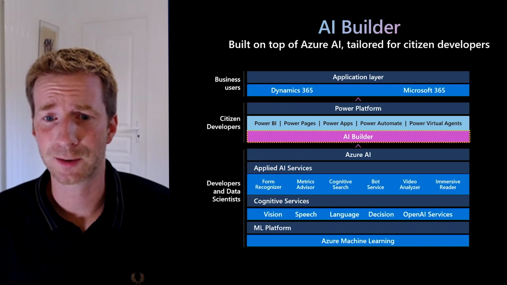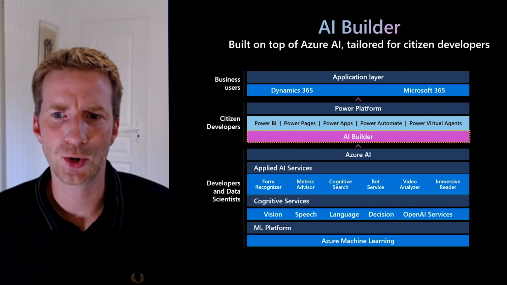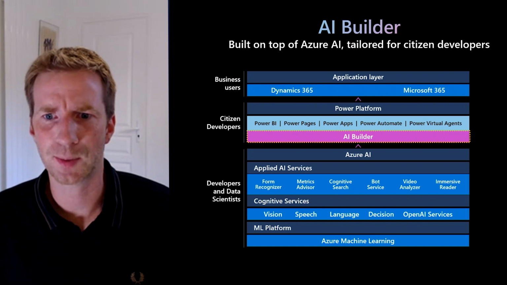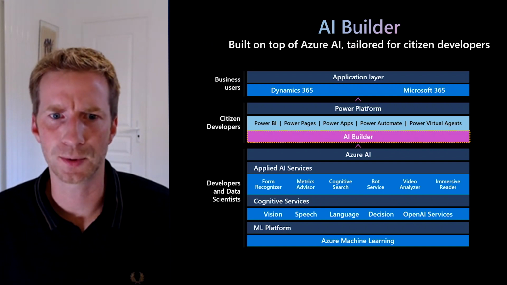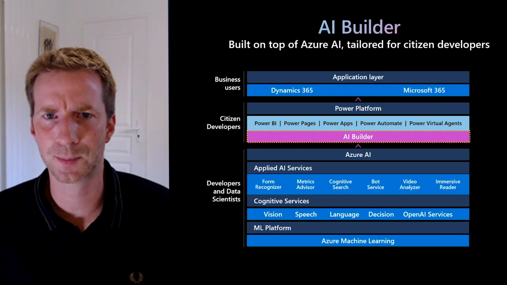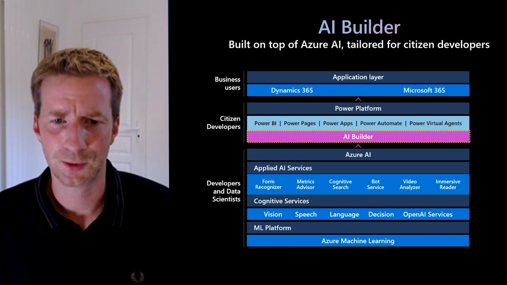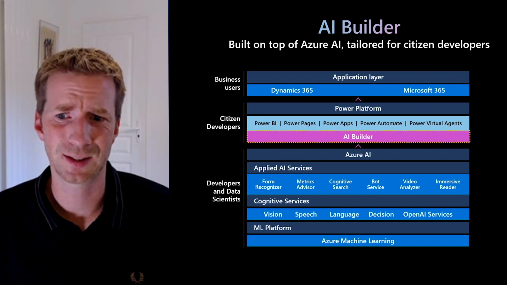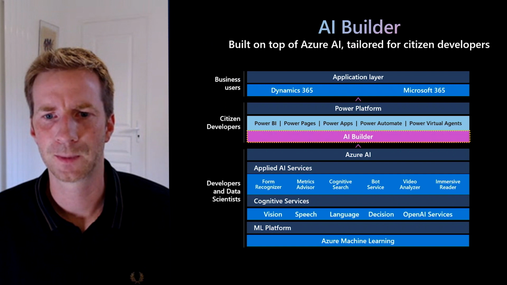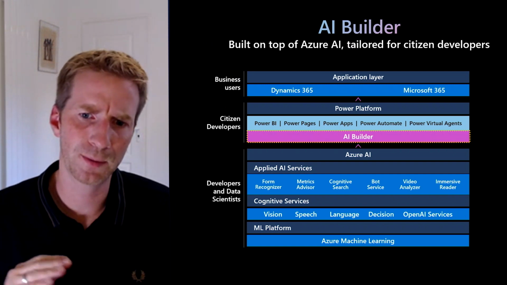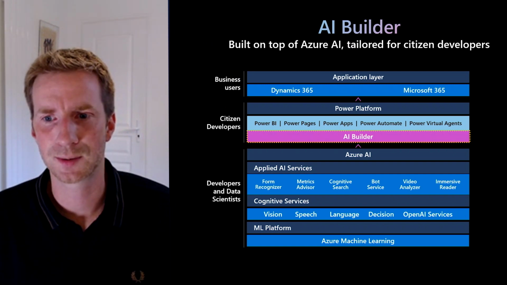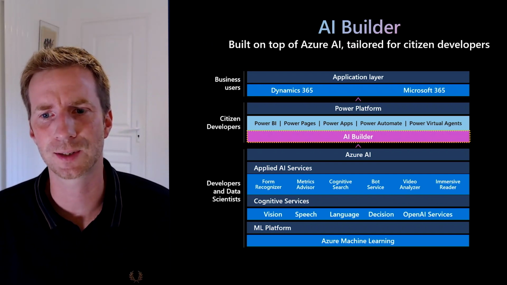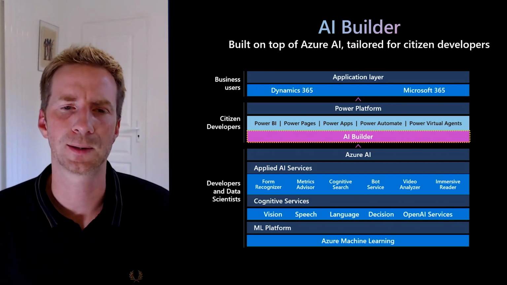At the center is Microsoft's Power Platform, the set of no-code, low-code development tools for the enterprise. Because AI Builder is integrated within the Power Platform, it allows citizen developers to infuse AI seamlessly in their apps and workflows. At the core of the stack, we have Azure AI, Microsoft's code-first AI platform designed for developers and data scientists. Now, because AI Builder is built on top of Azure AI, citizen developers benefit from the same world-class performance and reliability of Azure AI services when they use AI Builder capabilities.